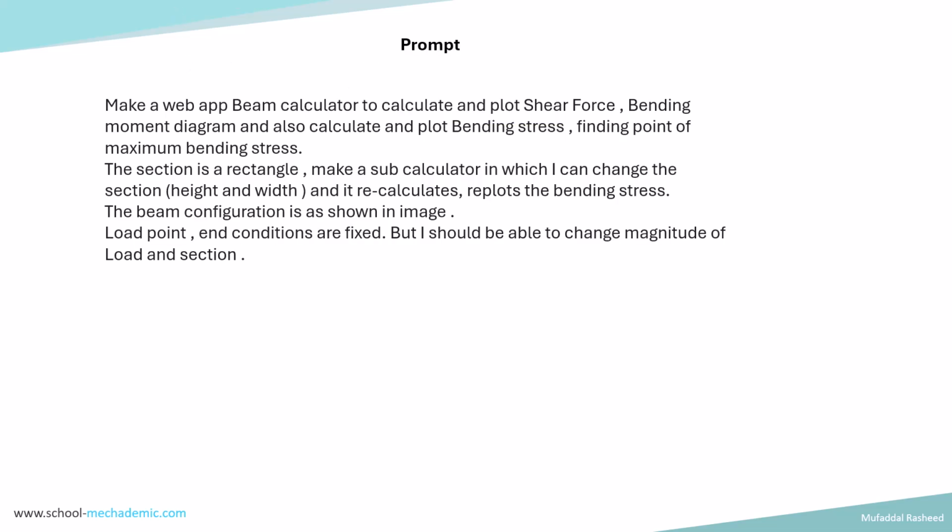So here is the prompt. Make a web application beam calculator to calculate and plot the shear force and bending moment diagram, and also calculate and plot bending stress, finding the point of maximum bending stress. The section of the beam is a rectangle. Make a sub calculator in which I can change the section height and width, and it recalculates and replots the bending stress. The beam configuration is as shown in the image. This is the earlier image which I'll be sharing with the AI.